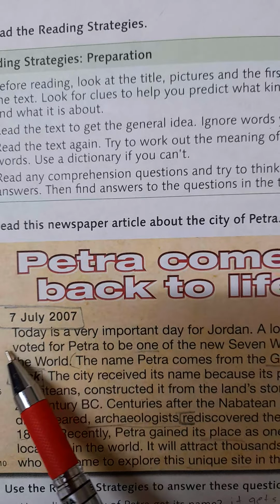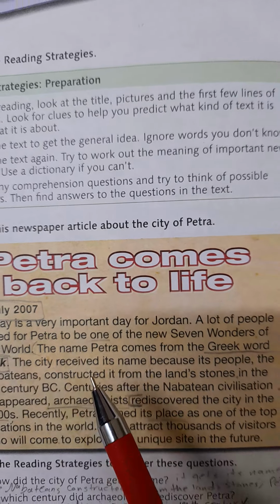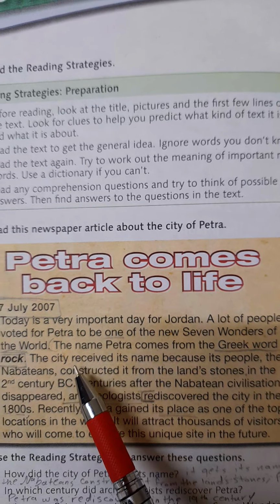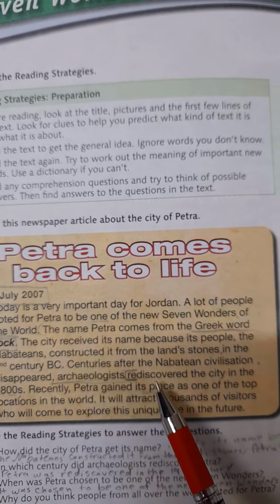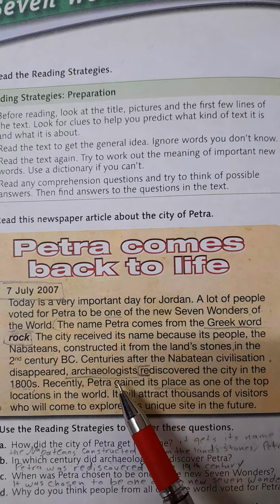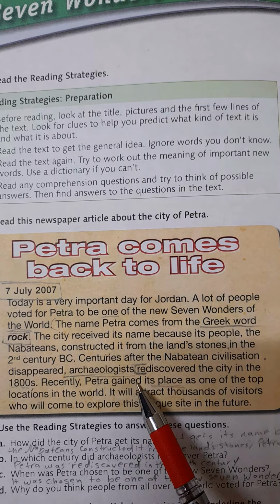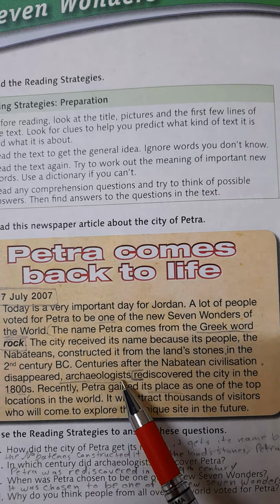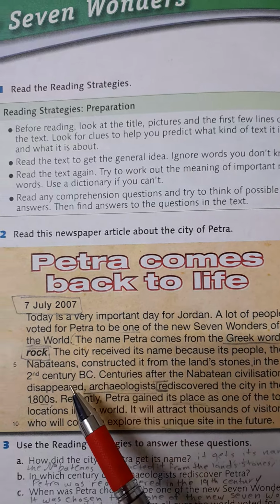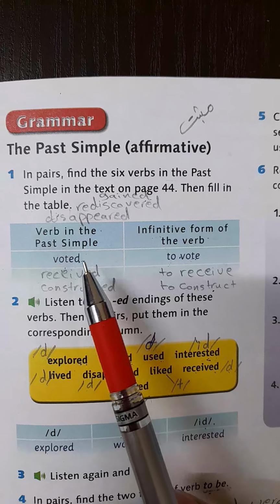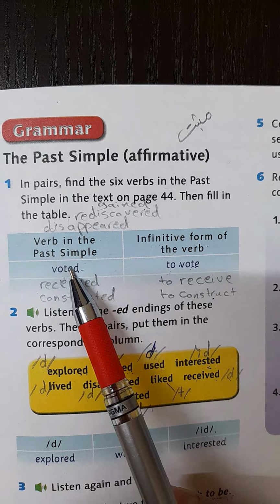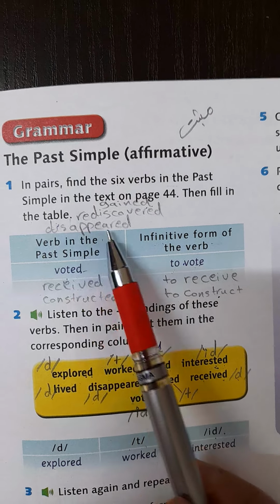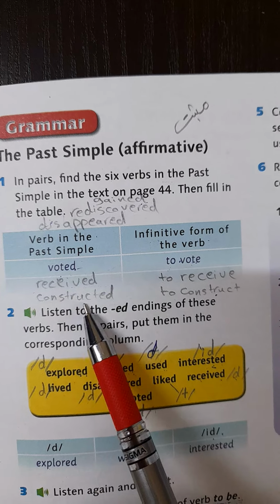We have the first verb, voted, and we have received, constructed, rediscovered, gained. And the last one, disappeared. So you will write the 6 verbs in the past simple here. Verb in the past simple: voted, gained, rediscovered, disappeared, received, and constructed.